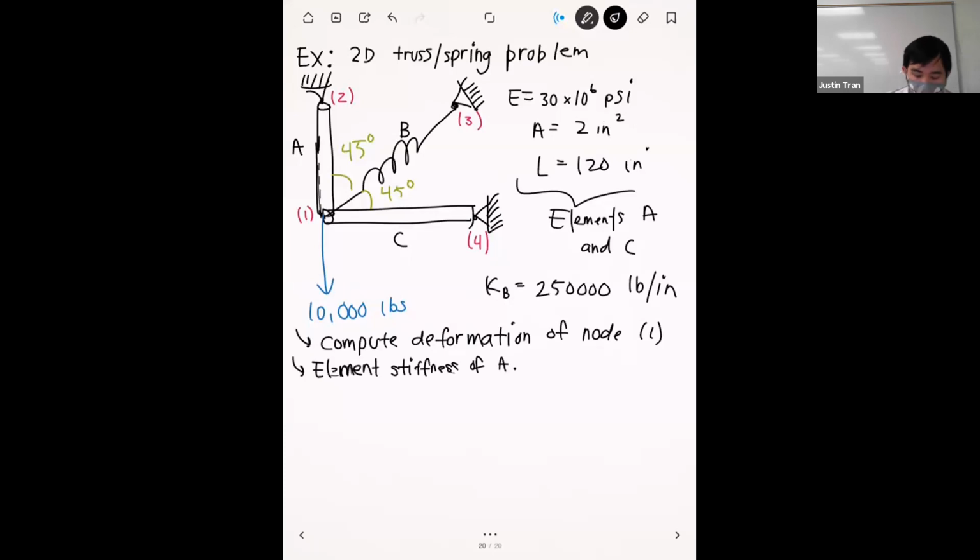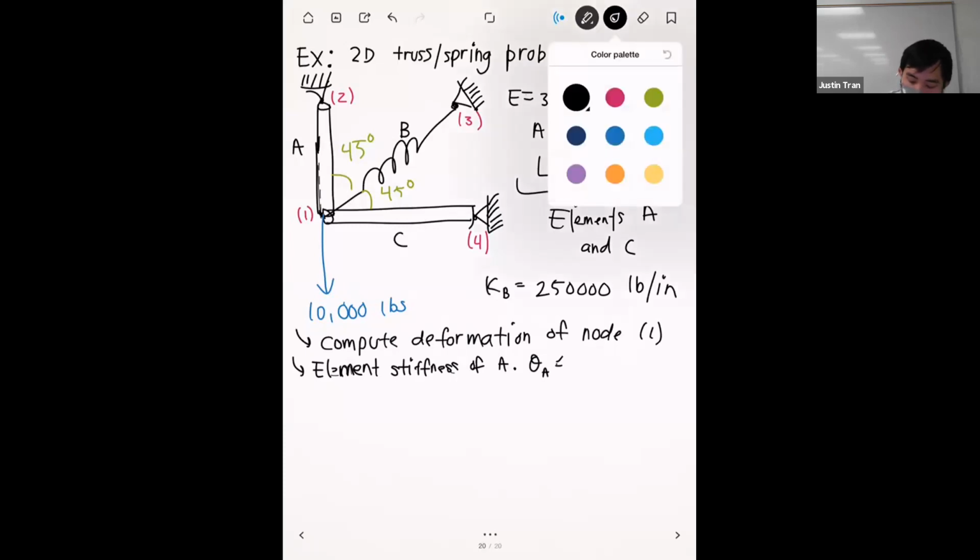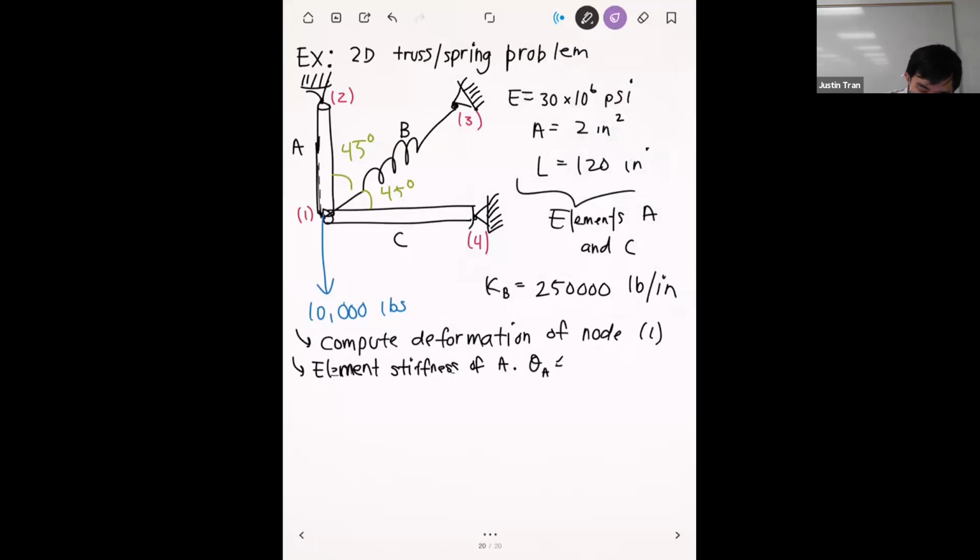Since we're in a 2D configuration here, we have to start out by listing what the angle is at which A is rotated. That's going to be theta A. If we start from a horizontal line, the classical X direction, then in order to get our element A into that configuration, we would have to rotate 45 plus 45 degrees, which is 90 degrees in total.